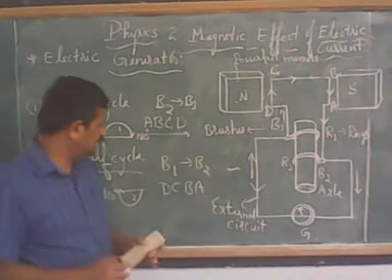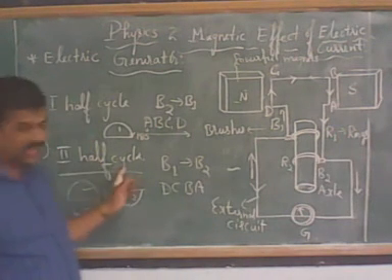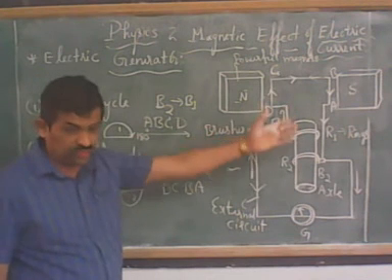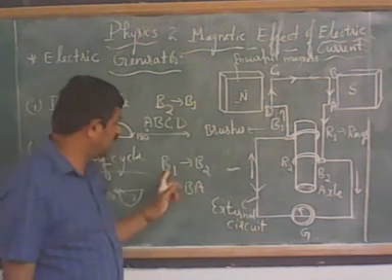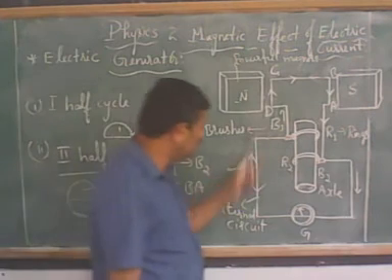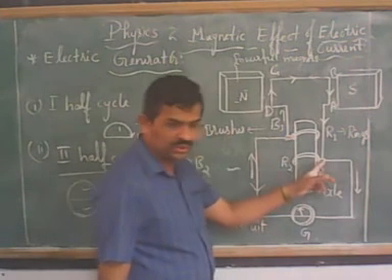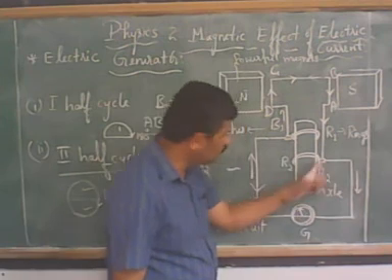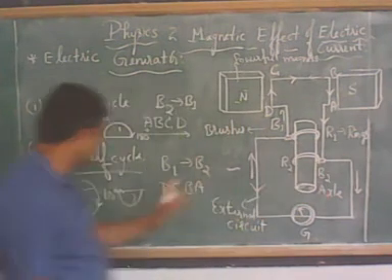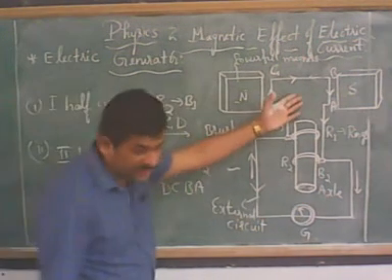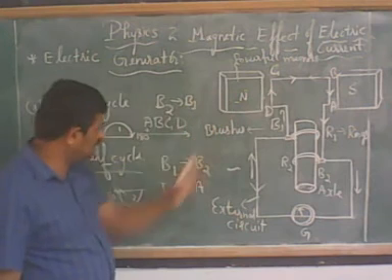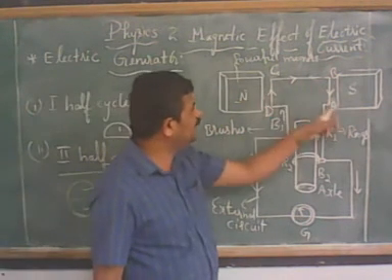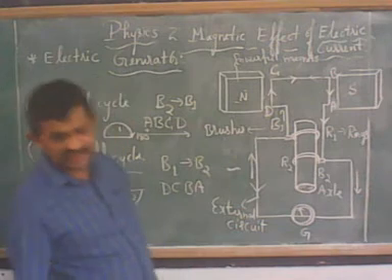What you need to understand? In the second half cycle, the generated current in the coil, in the powerful magnetic field, moves in the direction B1 to B2. B1 to the galvanometer, and once again to B2. The direction of flow of current in the rectangular coil is DCBA. So like this you have to understand.